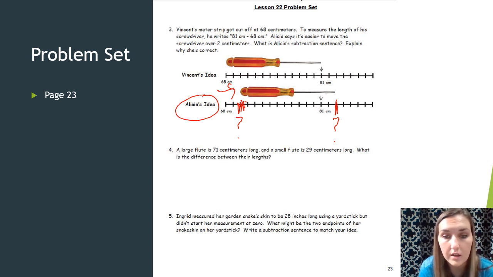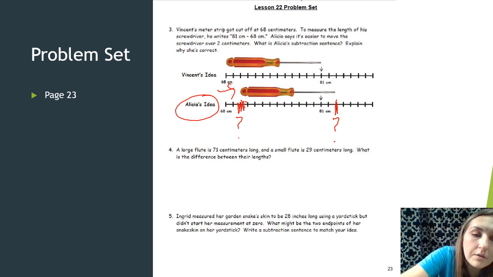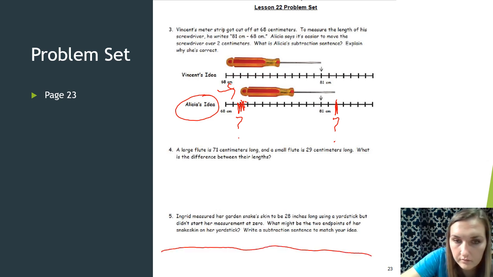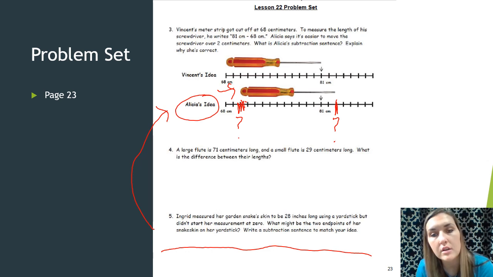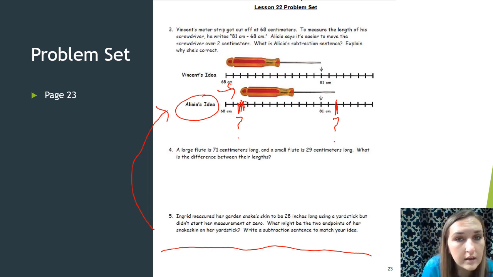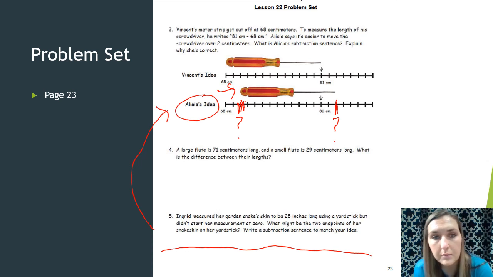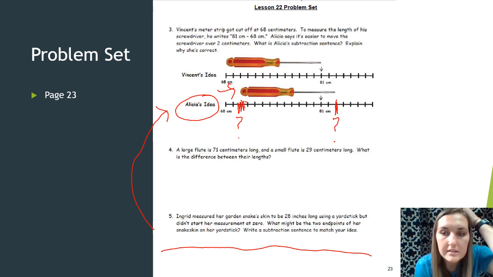This is a very tricky one. You can draw a number line if you would like, and she thinks the length is 28. This is similar to how Alicia was measuring the length of the screwdriver. So she is getting the same length as Vincent, but she has different endpoints. See if you can solve number 5. This is a challenge problem.